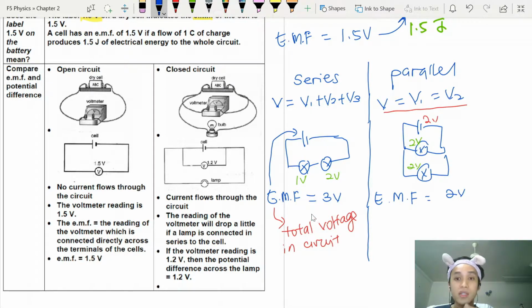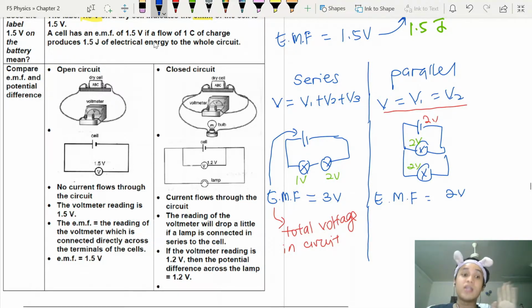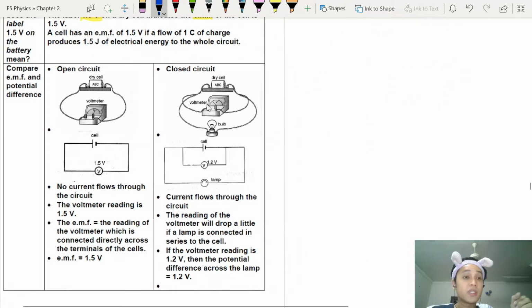Technically EMF basically is just the total voltage of the circuit, or in other words, the voltage of the battery. I hope you understand what is EMF. The next part will be to compare EMF and potential difference. These two terms, their unit is the same, it's still voltage, just that one is referring to the battery EMF.